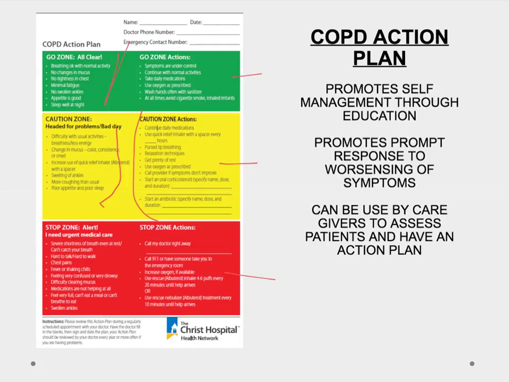And then you can see here, if a patient finds themselves in the red zone, this means they're getting worse. They're having chest pain, fever, confusion, and then they need to call their doctor right away. This method is being implemented for COPD patients as well as asthma patients.